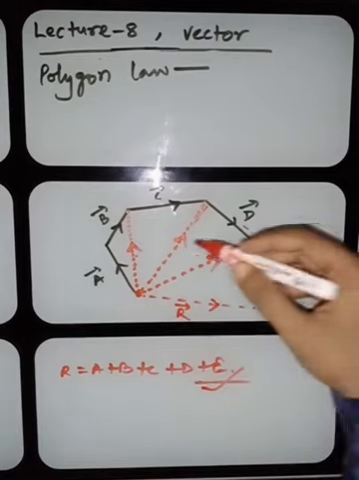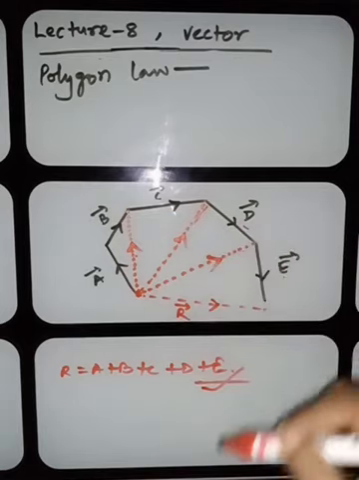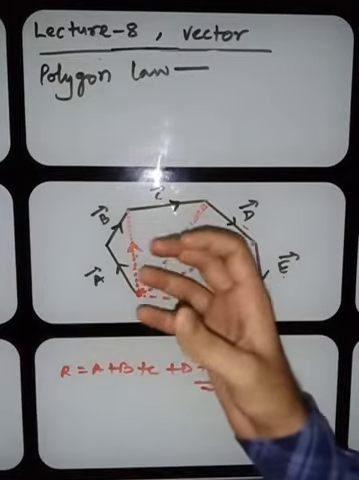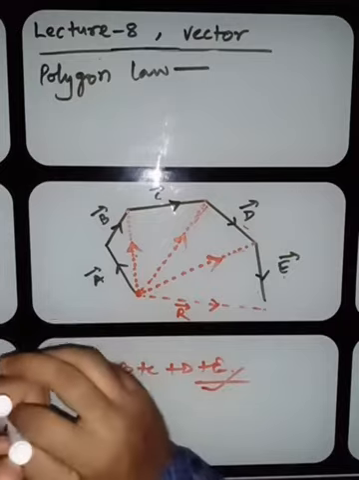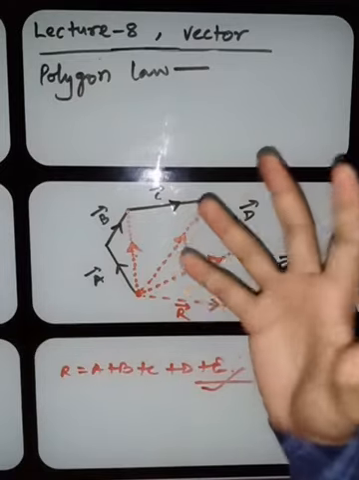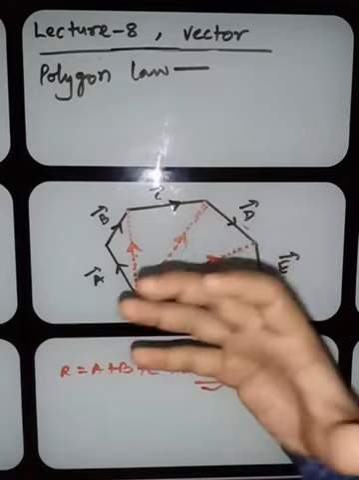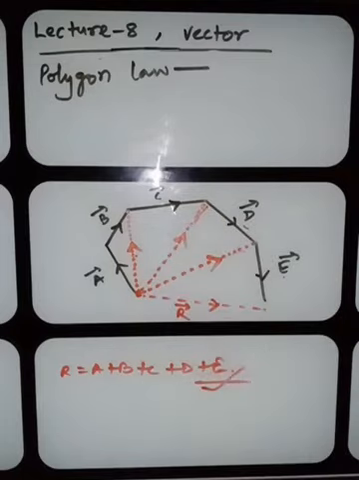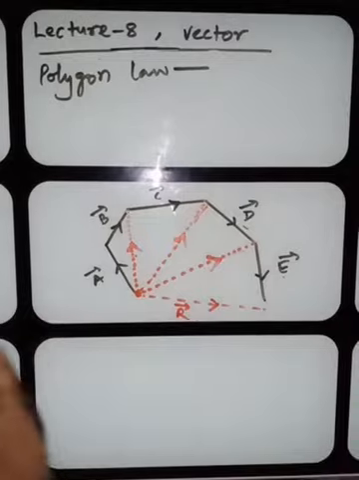So you can see here the number of triangles in this polygon. It means the polygon law is also a combination of many triangles. All right. So this is all about the laws of geometrical addition of vectors. Okay, now we'll move to the next topic, my dear student.